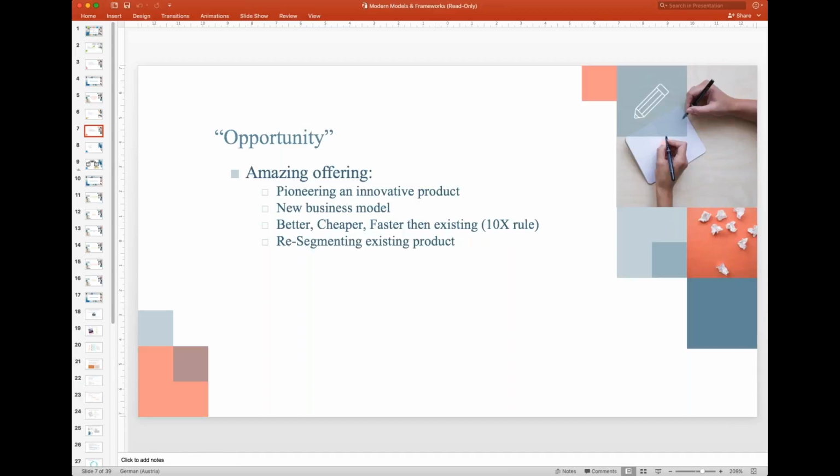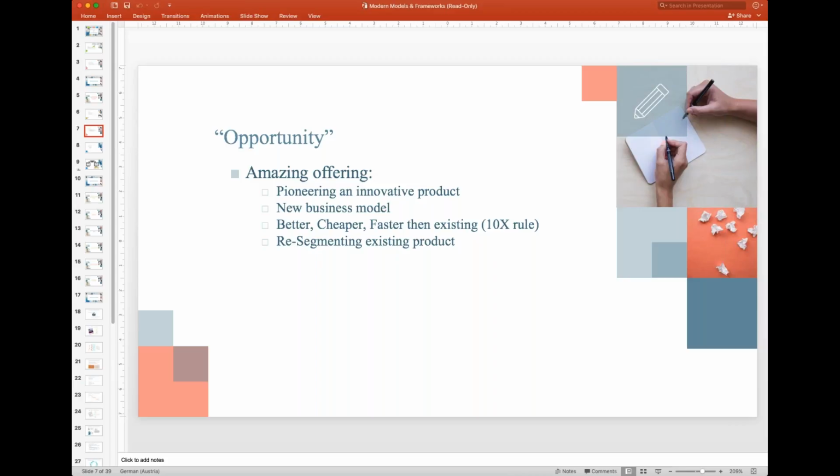Okay, so the opportunity. We're pursuing an amazing offering. This means a lot of different things for different people, but it can be the rush of pioneering an innovative product. It can be a new business model, like Nespresso did for coffee at home, for basically a commodity. They disrupted coffee as a commodity with their new business model.